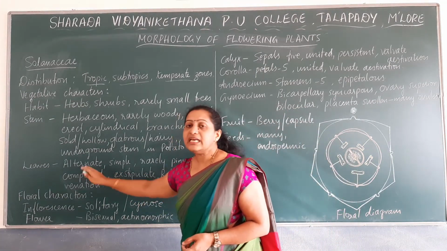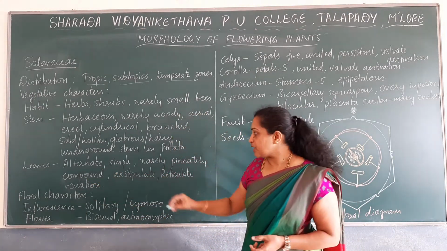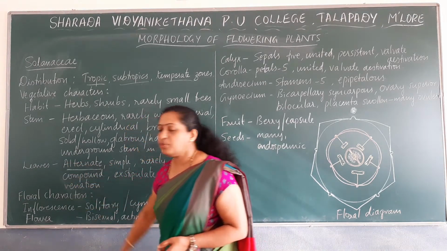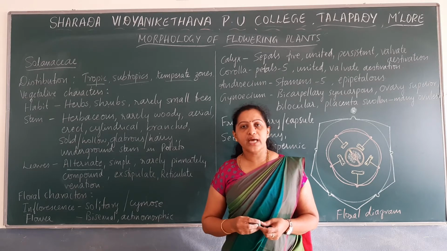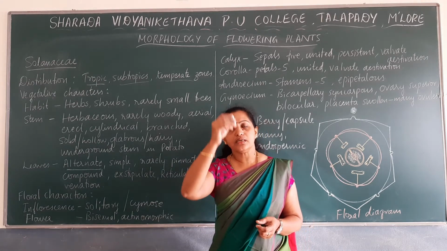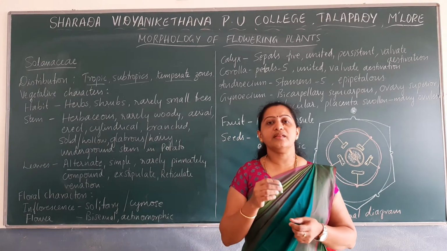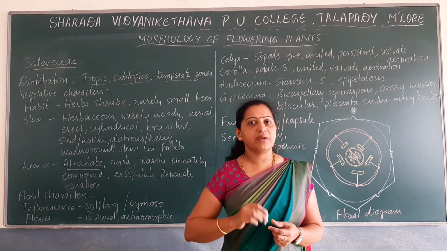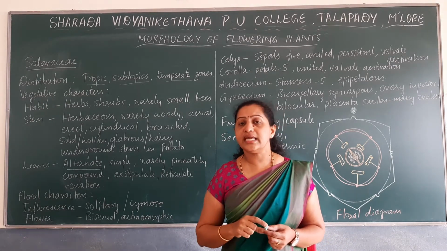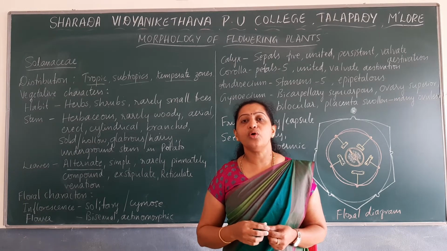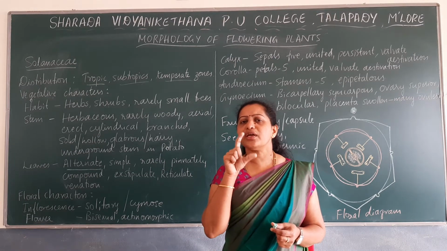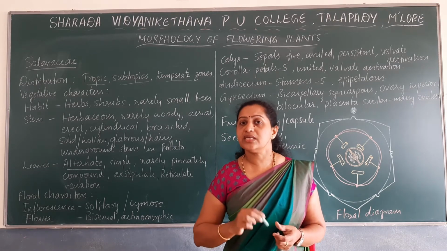Then leaves. Leaves are alternate. What do you mean by the term alternate? You know that leaves are usually borne on the axis, especially at the nodes. In each node there will be leaves. Leaves do not arise in the internode. That you have to remember. So leaves usually arise in the nodal region. Nodal regions are particular points in a stem where the leaves arise.